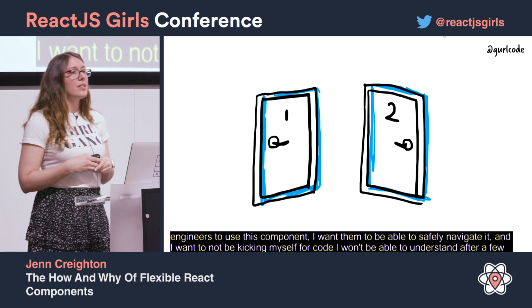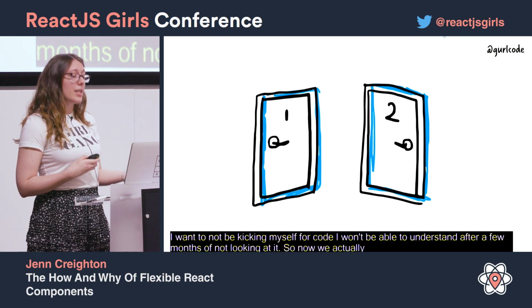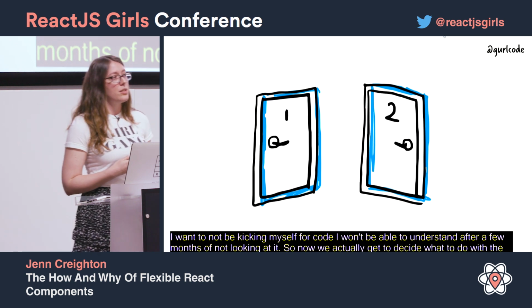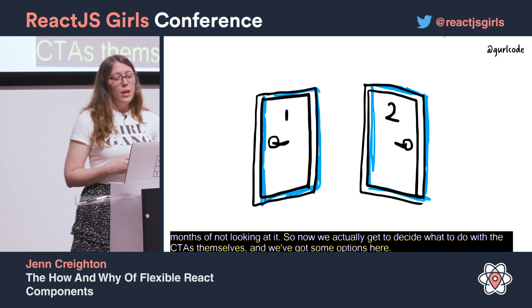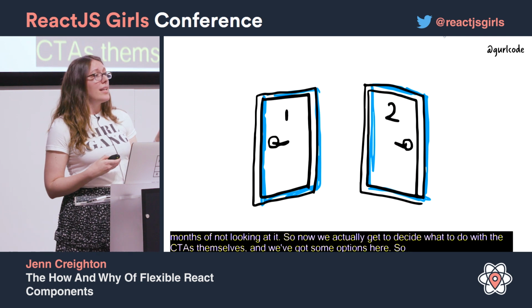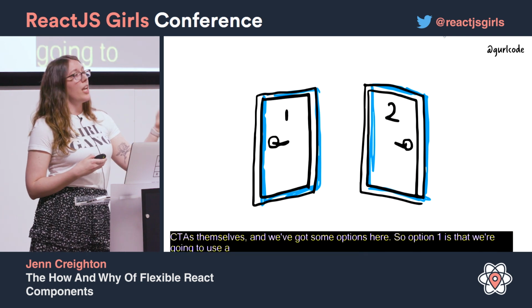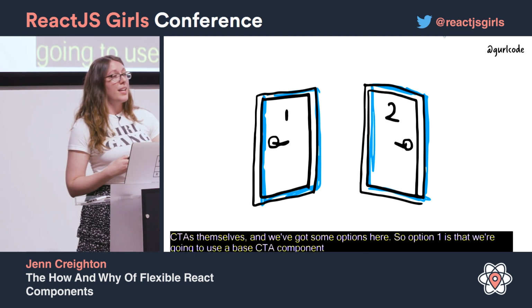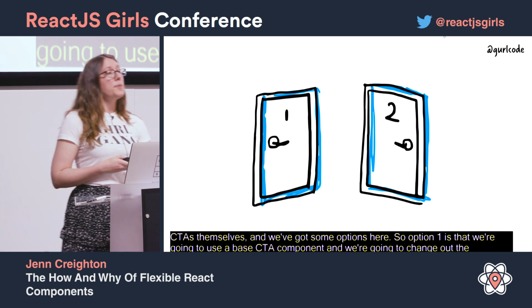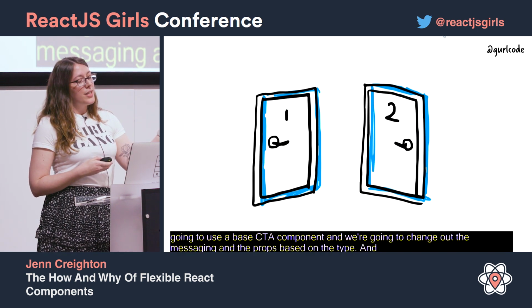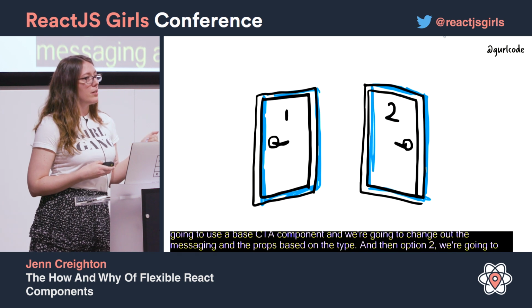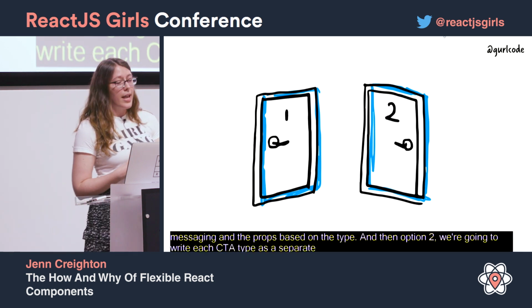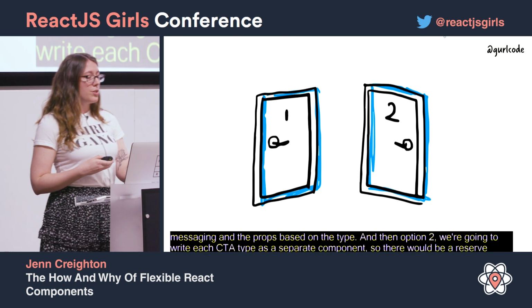So now we actually get to decide what to do with the CTAs themselves. And we've got some options here. So option one is that we're going to use a base CTA component, and we're going to change out the messaging and the props based on the type. And then option two, we're going to write each CTA type as a separate component. So there would be a reserve CTA, a cancel CTA, so on and so forth.